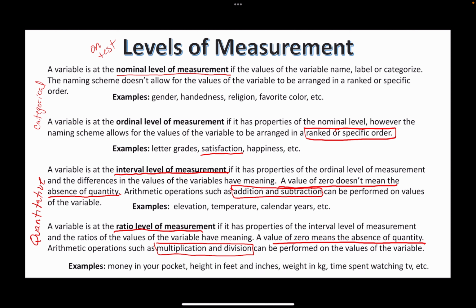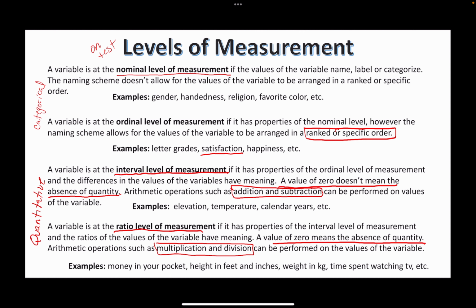Here are some examples. Money in your pocket. If I have 0 money in my pocket, I have no money. I can have twice as much money in my pocket as that person over there. If I have $10, they have $5. Height in feet and inches. This is kind of a weird one because a 0 height would mean nothing's there. I don't think about this as much for people, but think about the height of a 2x4. If I have a 5-foot 2x4 and that person has a 10-foot 2x4, their 2x4 is twice as tall as mine. Weight in kilograms. 0 would mean no weight, nothing there. You can have something that's twice as heavy as something else.